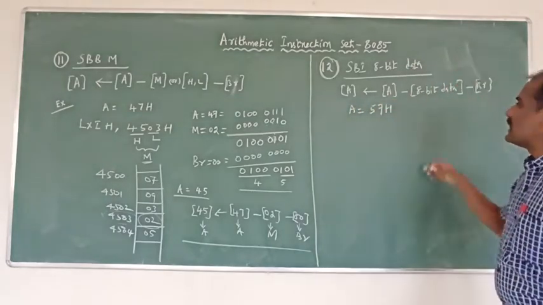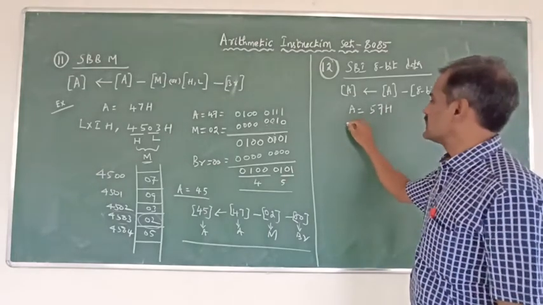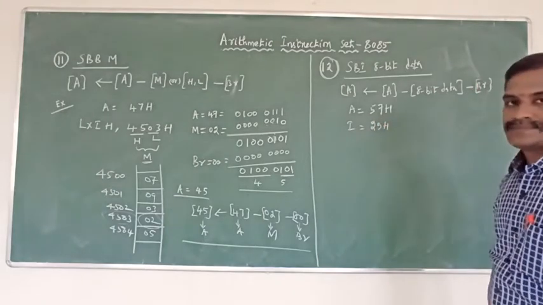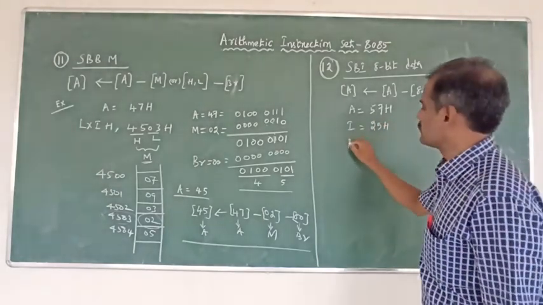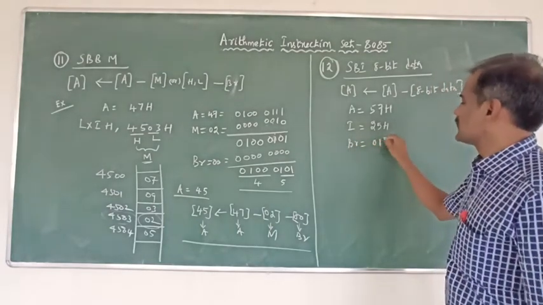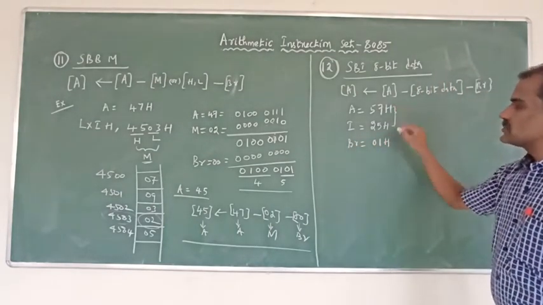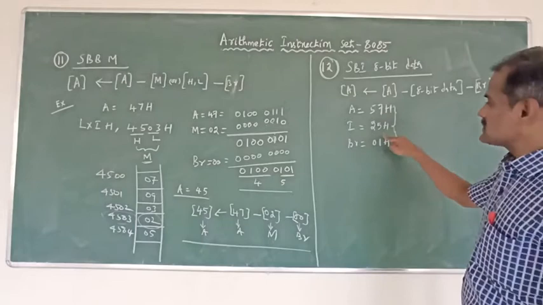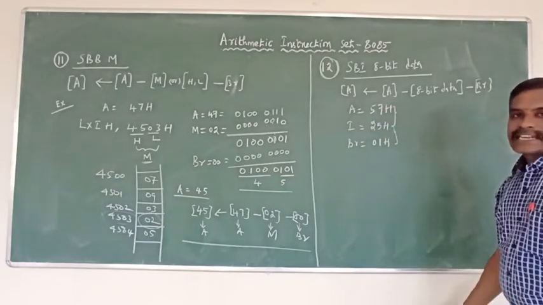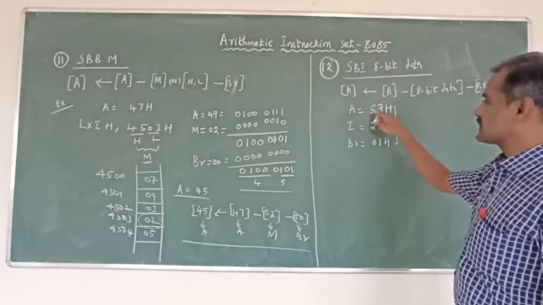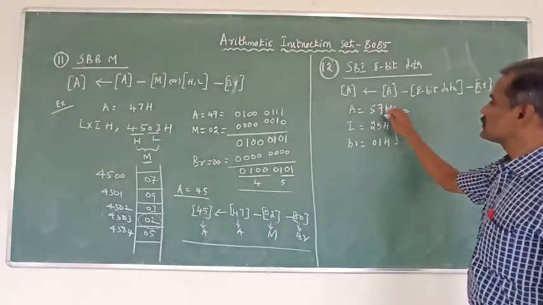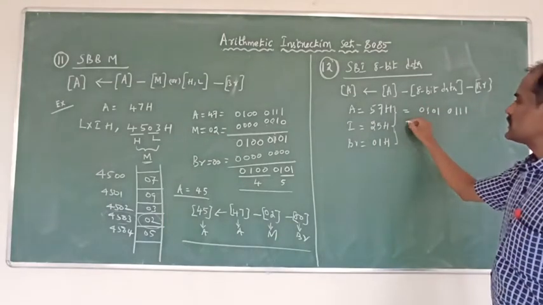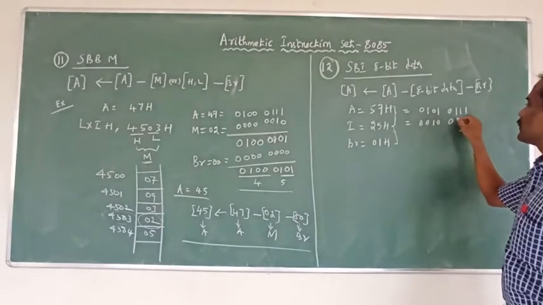Okay, in the accumulator 57H and immediately given 8-bit data 25H. Suppose borrow equals 1. First subtract these two data, then that result we can subtract with the borrow. First we subtract these two data: A equals 57, which is 0 1 0 1 0 1 1 1, and 25 means 0 0 1 0 0 1 0 1.